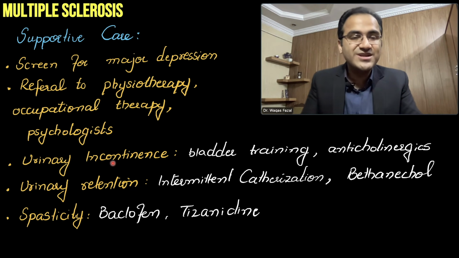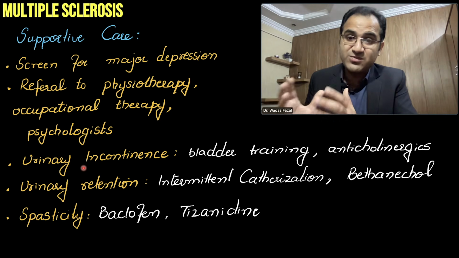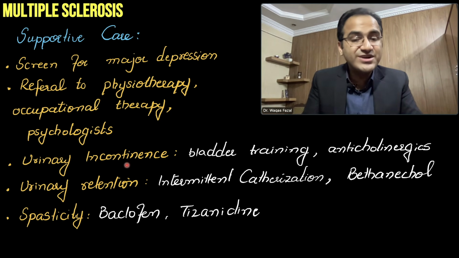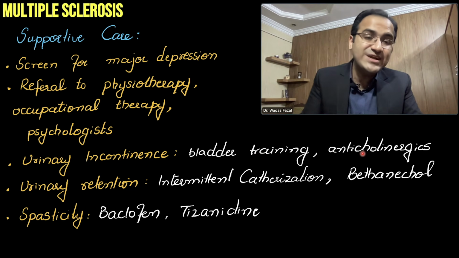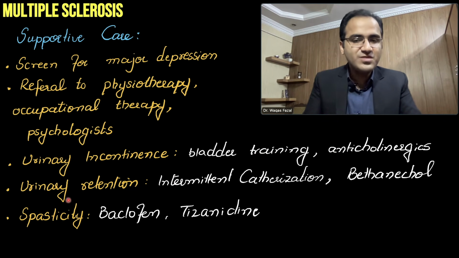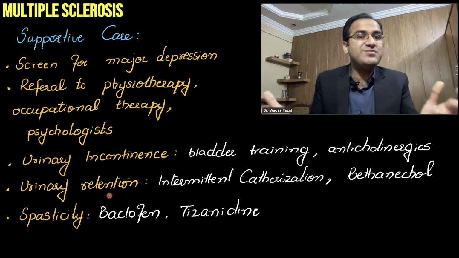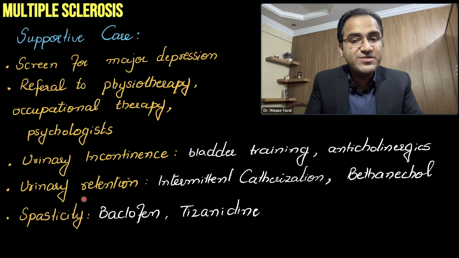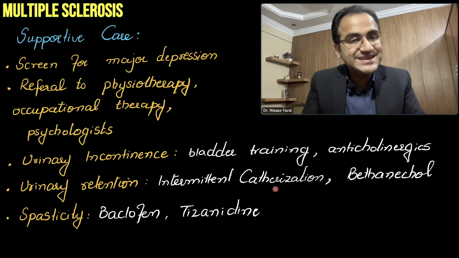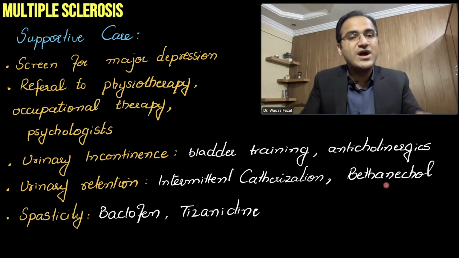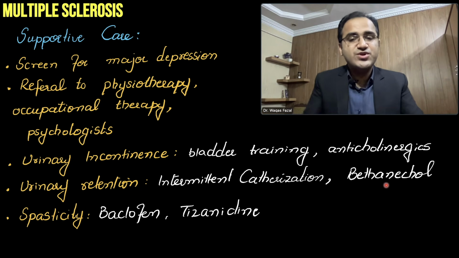For urinary incontinence, as I said, autonomic findings are one of the early findings of multiple sclerosis. If the patient is having urinary incontinence, you advise bladder training, and you can give anticholinergics to the patient. If the patient is developing urinary retention, you train the patient for intermittent catheterization, and you can use bethanechol, a cholinergic drug that causes contraction of the bladder and causes urination.